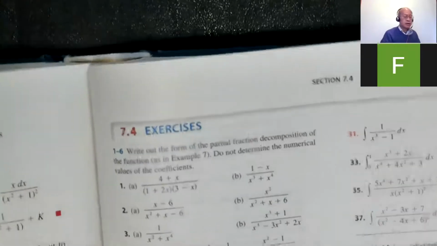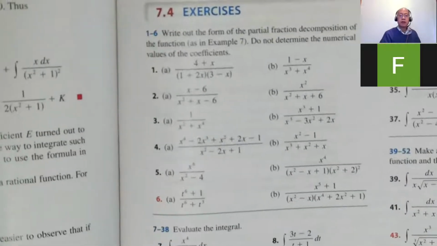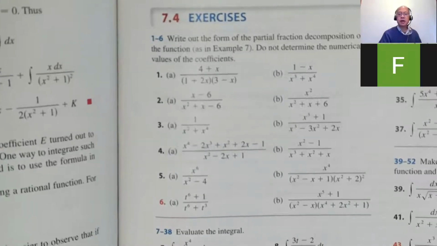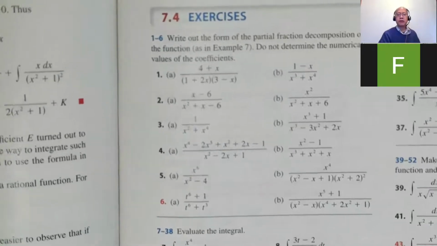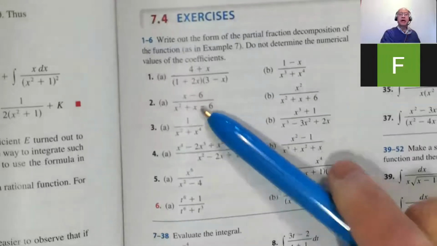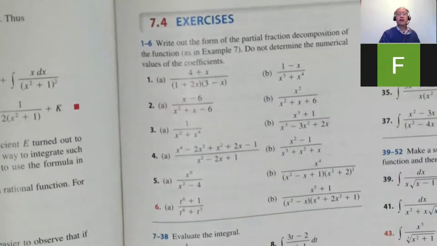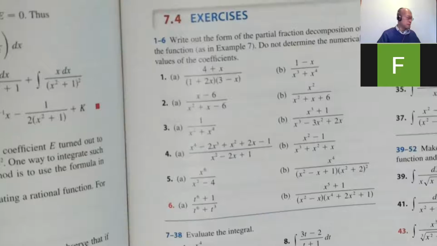And now finally, we're ready to tackle 1 through 6, where it says write out the form of the partial fraction decomposition. Do not determine the numerical values of the coefficients. This is something I can certainly ask you on the test, where it would be too long to actually find the coefficients, but at least give the setup. Let me try to show you a couple of those, and maybe that's about it for today.